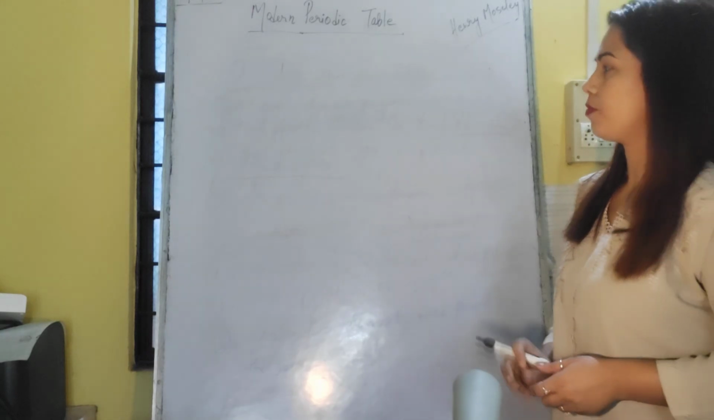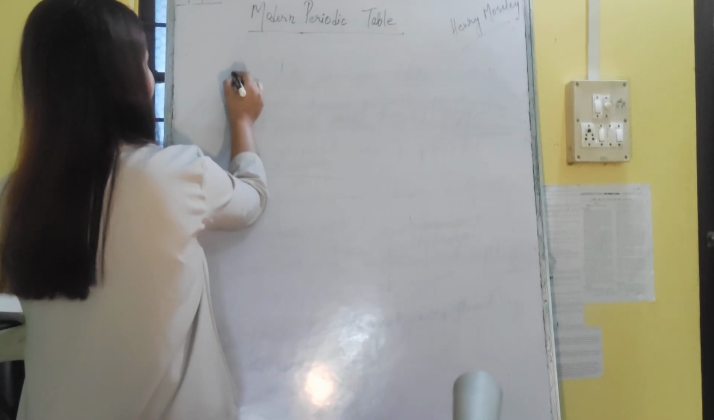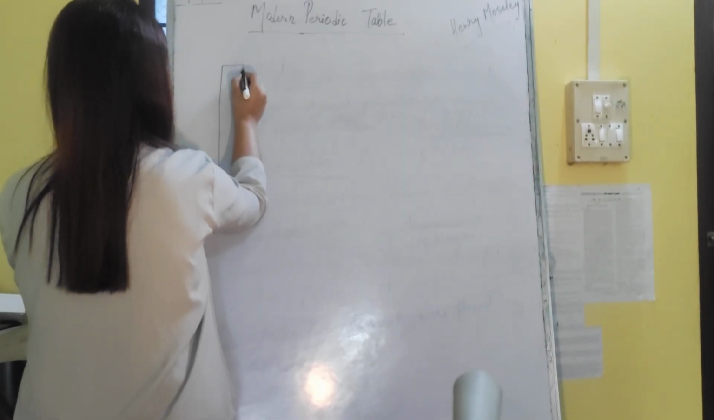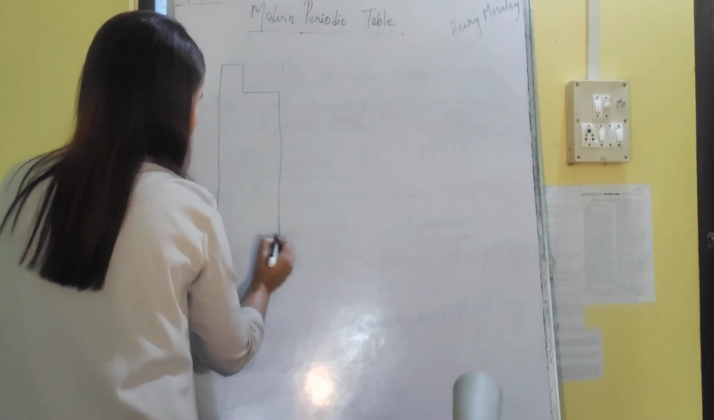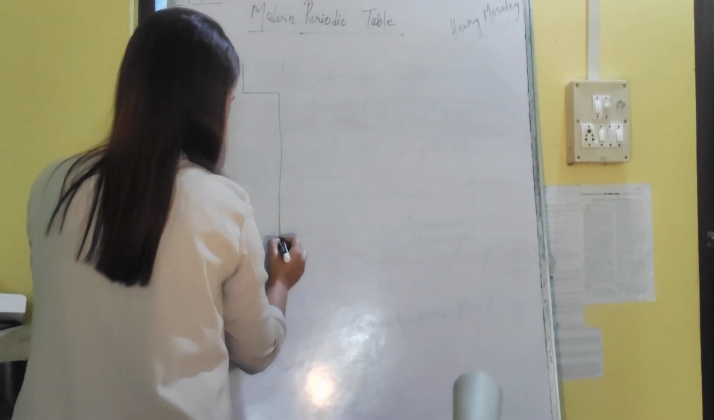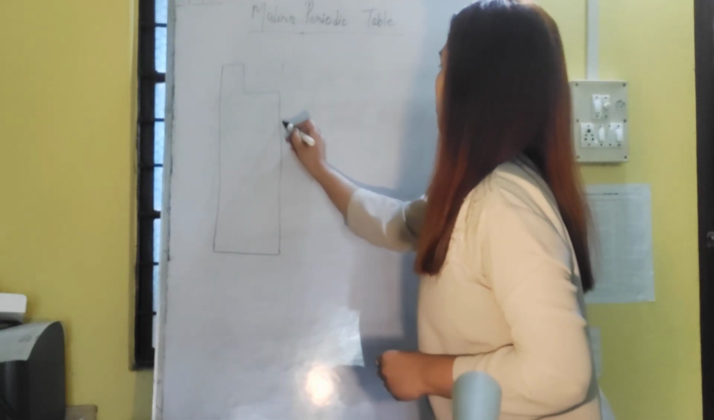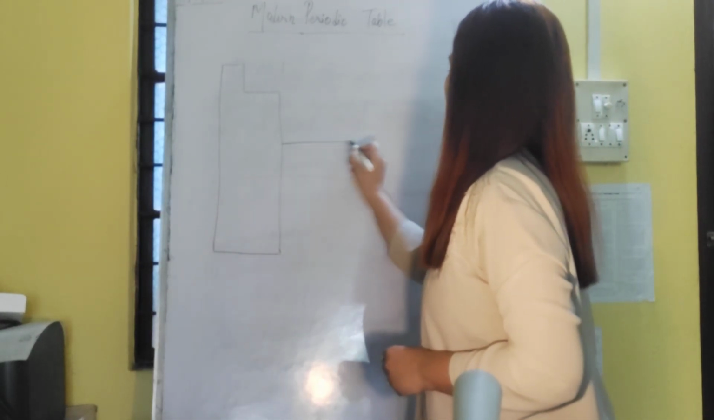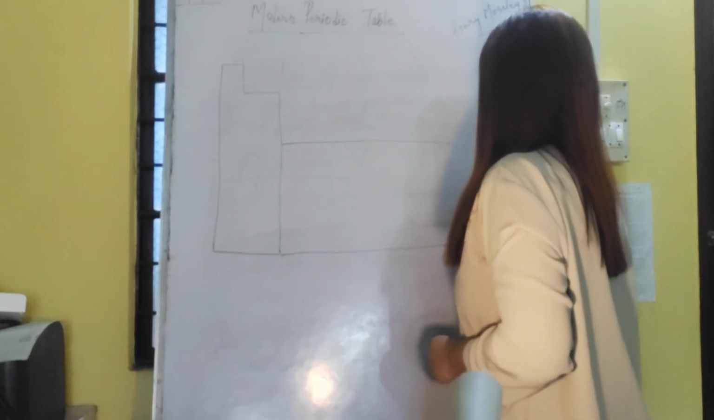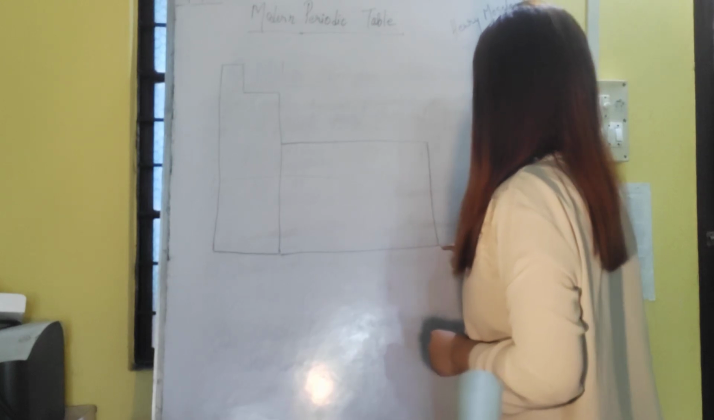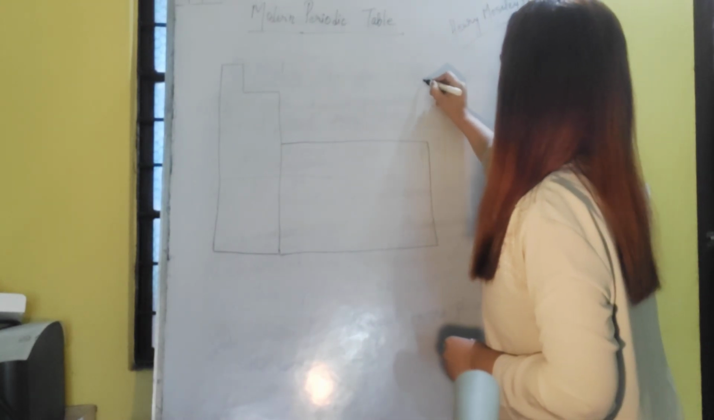Modern periodic table. So there were 2 groups. First, the 2 groups were coming in the S block. So it was like in this manner. Here comes the D block. And here it is.